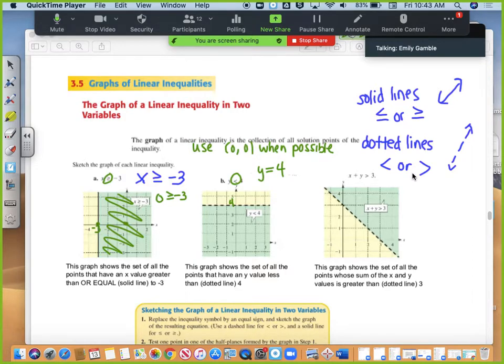And then anything that's less than 4 on the y-axis is anything below, which is why they shaded everything below here. So here's an example of a vertical line, a horizontal line, and here's what we're normally going to see.